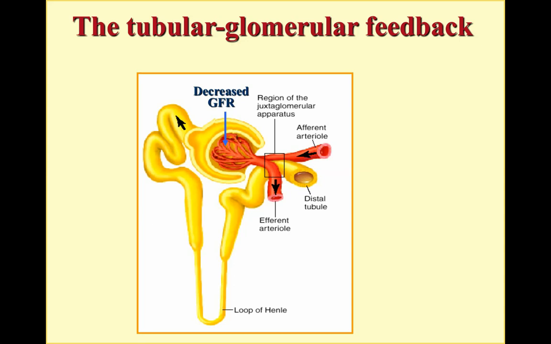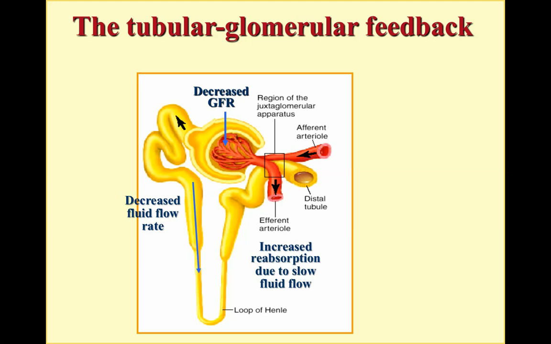If flow through tubules increases more than normal, the time available for reabsorption becomes less, and therefore fewer substances can be reabsorbed. So it will be a great loss of necessary substances. But let's come back to decreased glomerular filtration rate. What happens in this case? In this case, decreased fluid flow rate is achieved in the tubules. And as a result, with slow movement of fluid, reabsorption takes place more than usual.